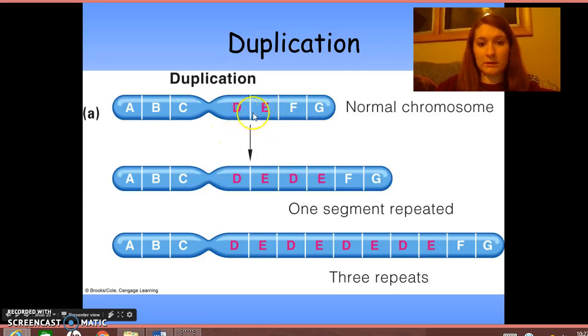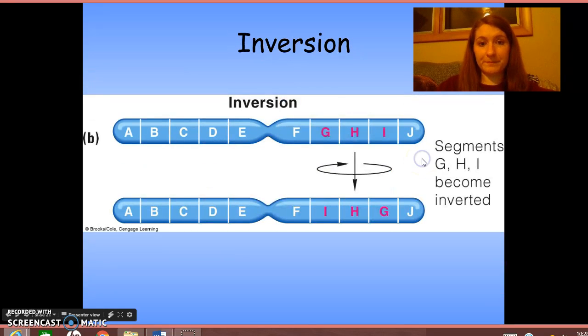So over here you can see that D and E are now going to be replicated. So one segment of this chromosome is now replicated, making it longer, and then it could also be replicated again, making there be 3 repeats of D and E. Here there's only 1 segment that's repeated, and here it repeats 1, 2, 3 times after the original one. So you can see how it gets longer than the normal chromosome. That would be a duplication.